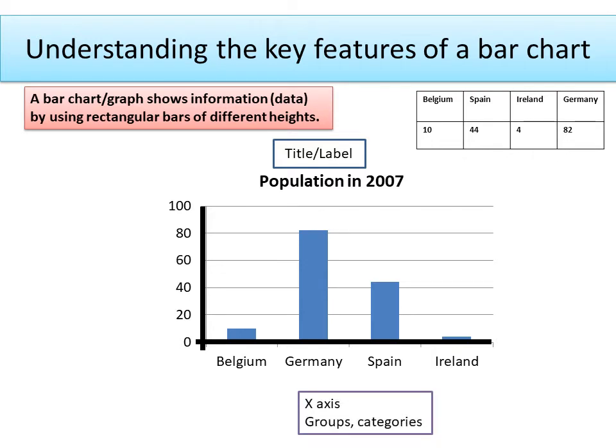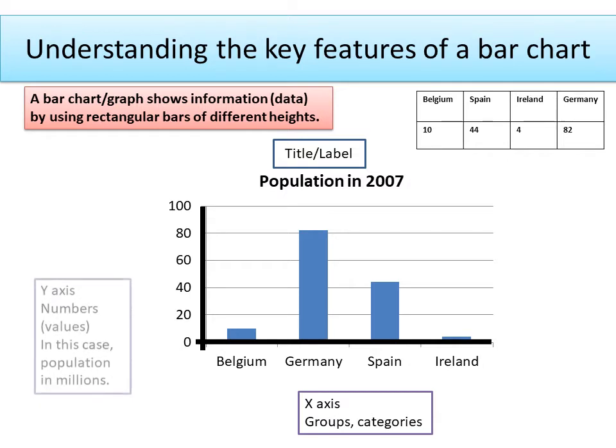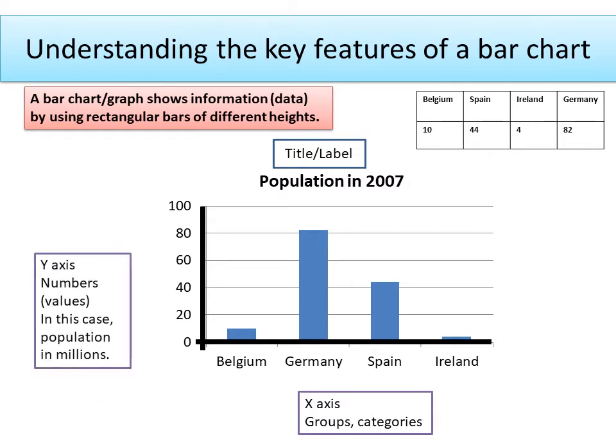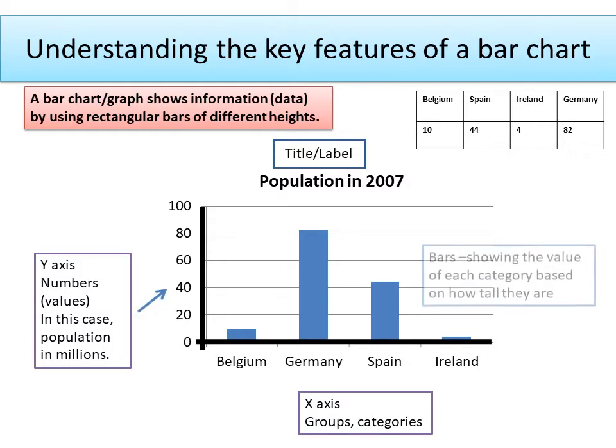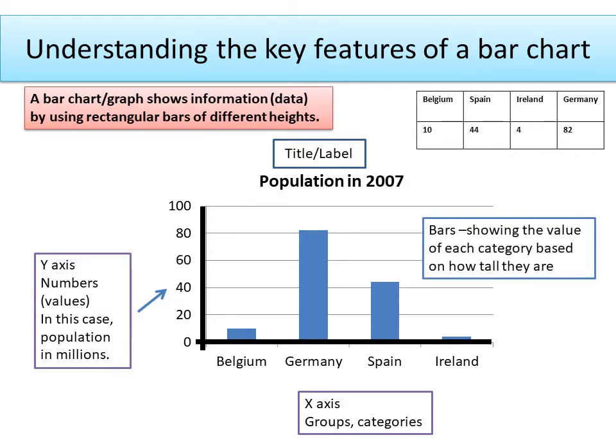The x-axis shows groups or categories, so what we're talking about, what are we measuring this for? So the countries, for example, Belgium, Germany, Spain, and Ireland. And the y-axis always has numbers, so it shows us the values. Now, of course, we've got the bars as well. So the blue bars, they don't have to always be blue, but the bars are showing the value of each category based on how high they are.